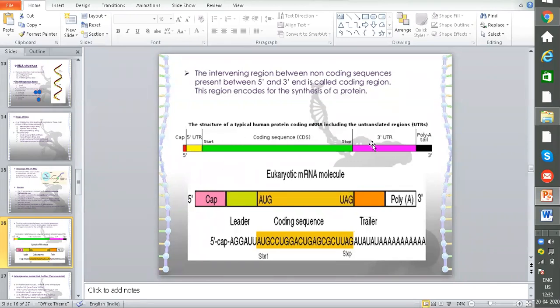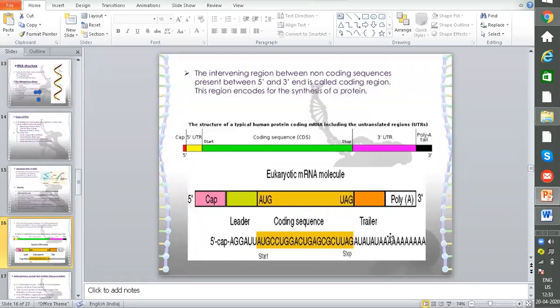This mRNA also has a cap. The red part is the cap at the 5' end. Why? Because mRNA needs to be transferred from the nucleus to the ribosome, and it requires more time to reach that place, so it requires a cap. It also has a tail, called the poly A tail, which is present at the 3' region.